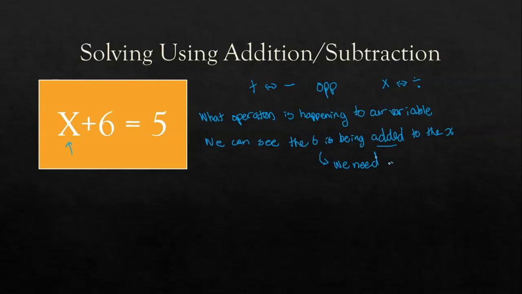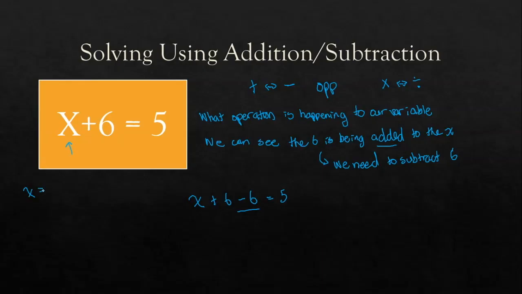So the opposite of addition is subtraction. So we need to subtract 6 to get rid of it. So what does this look like? We're going to do it the long way first. So we have x plus 6 minus 6, right? We're going to subtract 6, and the reason we do that is because a plus 6 minus 6 will become a 0, right? Which is the whole point. We want to get that 6 away from the x.